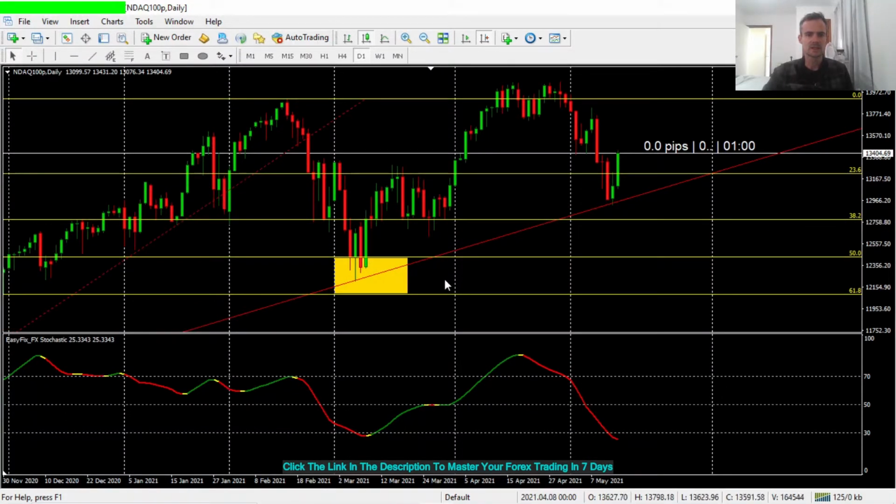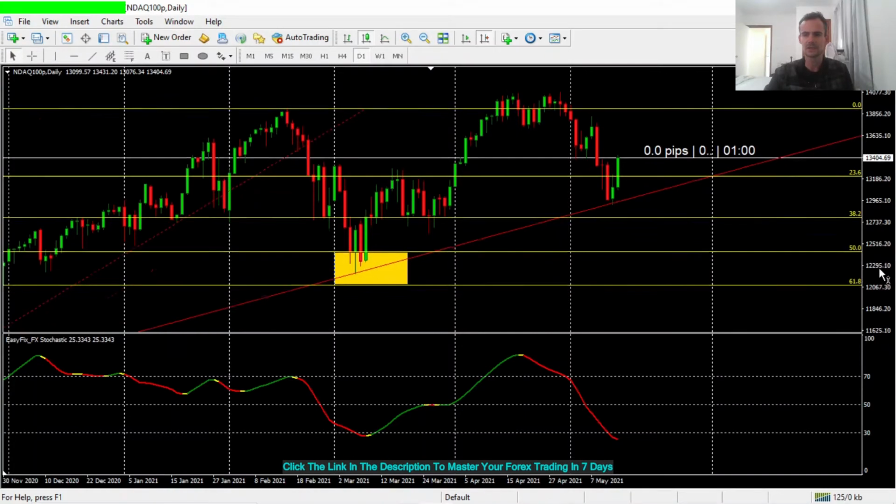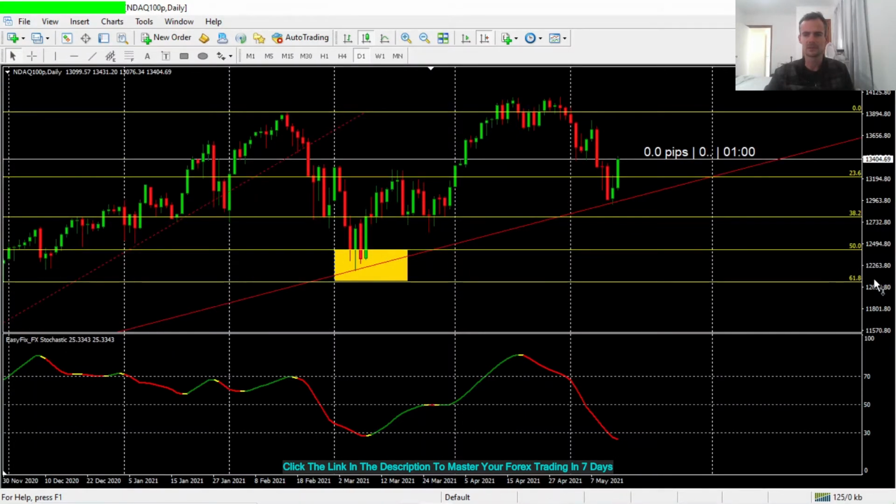Okay, so the fib is nice. It gives you entries. It gives you entry confirmation. It gives you a zone. It makes you wait. It makes you sit on your hands. You're not trading all the time. You've got to wait until price comes into your zone, so you won't be overtrading. So that's another major point, a nice thing about the fib.